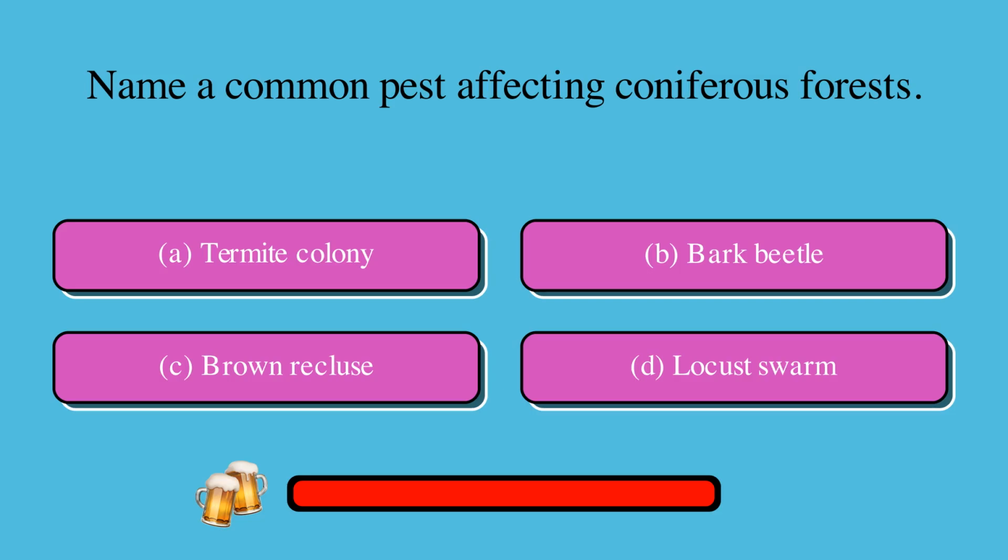Name a common pest affecting coniferous forests. Is it A, termite colony, B, bark beetle, C, brown recluse, or D, locust swarm? The correct answer is B, bark beetle.